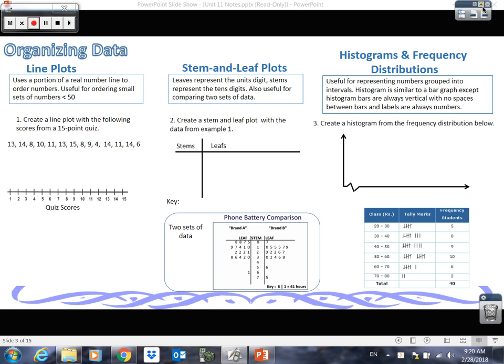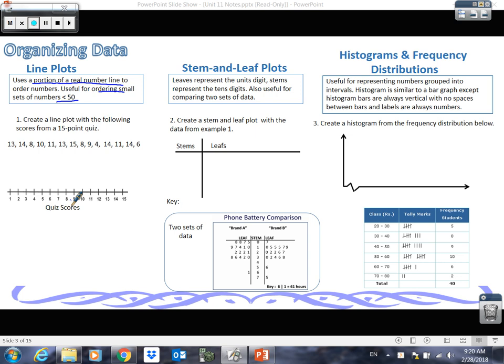Let's work with line plots first. Line plots use a portion of a real number line to order numbers. This type of organization is useful for ordering small sets of numbers, like less than 50 numbers. This number line is not necessarily going to be given to you with numbers on it. You're going to have to decide. You don't have to start at 1. Let's say your data starts at 150, you're not going to want to start your number line at 1, right? That wouldn't make any sense. You'd start your number line at 150. So you start your number line where you believe it models the data the best. It's your choice. Typically, you do need a spot for each piece of data.